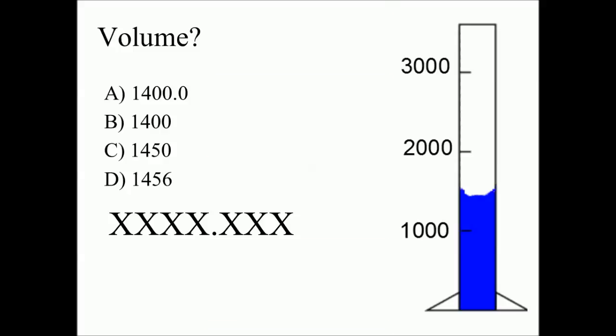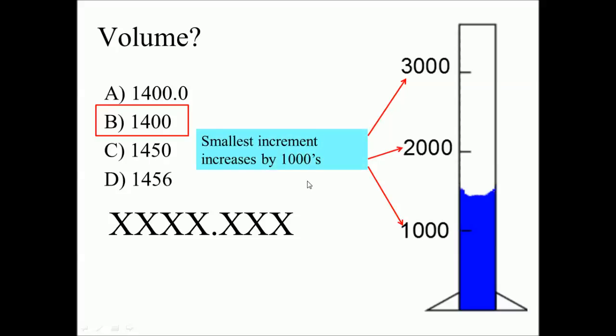All right, now that you've had a chance to try this, the correct answer is 1400. And let's take a look at why. Here, our increments are increasing by 1,000. I didn't put any units on this in my awesome paint job. So we're going from 1,000 to 2,000 to 3,000. So we're increasing by 1,000 at a time.